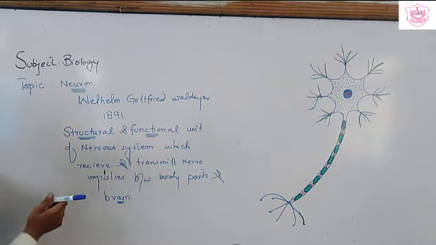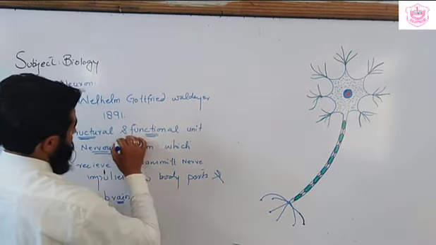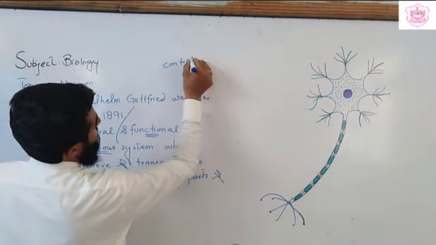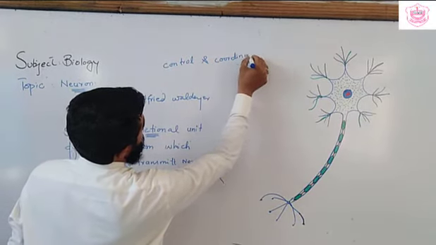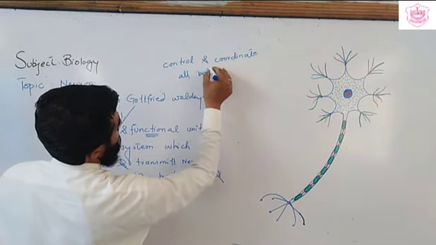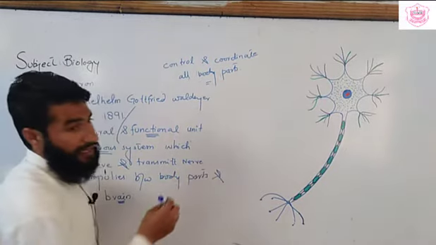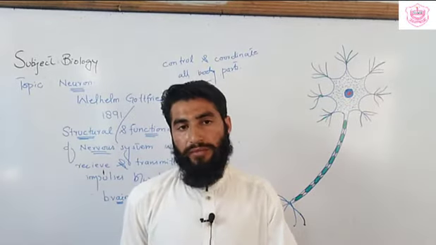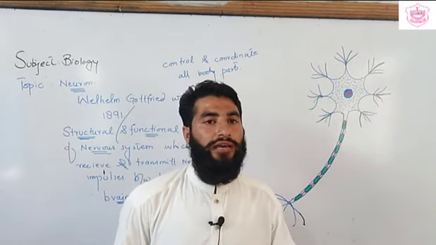Okay, what is the nervous system? The system which controls and coordinates all body parts is called the nervous system. Or simply, we can say the system which transmits messages from one part of the body to another part, so that we feel and react to things in a situation, is known as the nervous system.